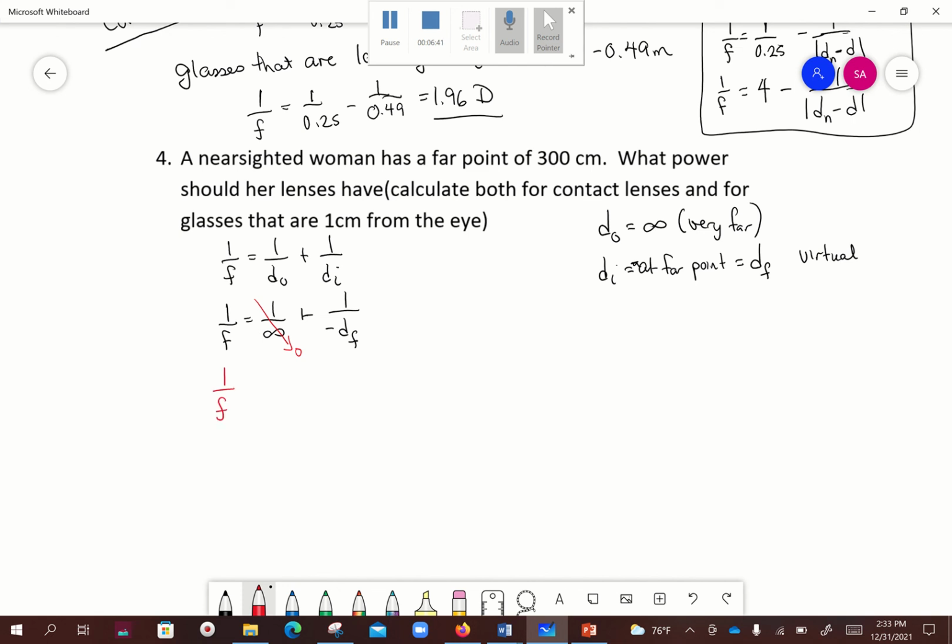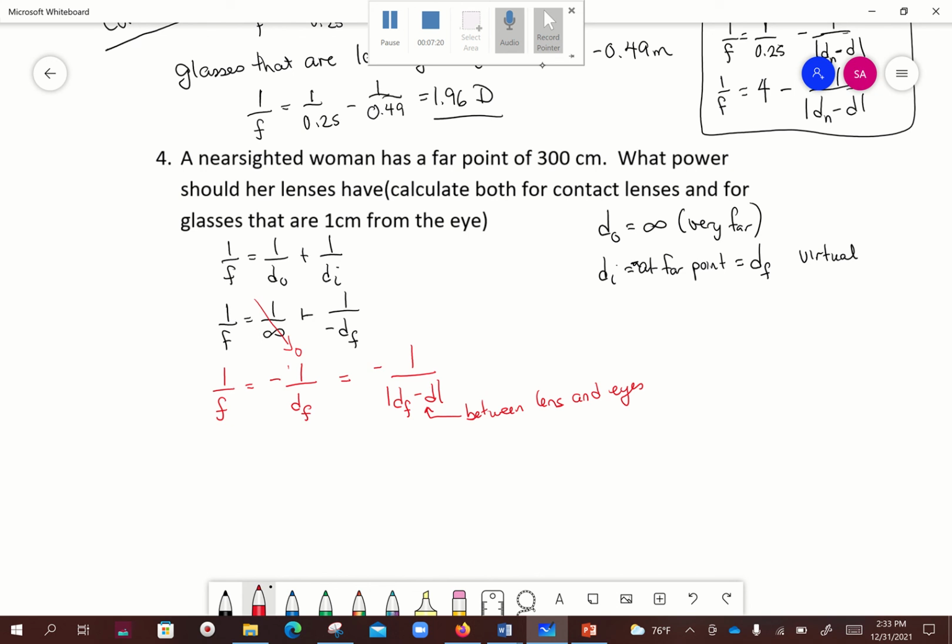So for a nearsighted person wearing glasses, their prescription should be just minus 1 over their far point distance. Again, we sometimes write that as 1 over df minus d, where d is the distance between the lens and the eye. If the person is wearing contacts, the lens is right on the eye and d is 0. If they're wearing glasses, it could be 1 or 2 centimeters away from their eyeball. All right, so let's do the calculation.